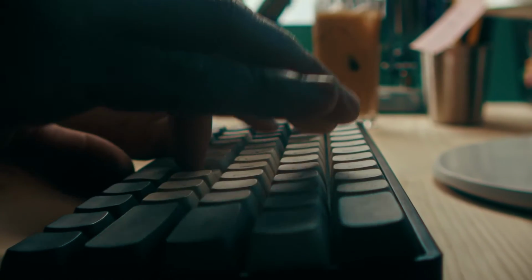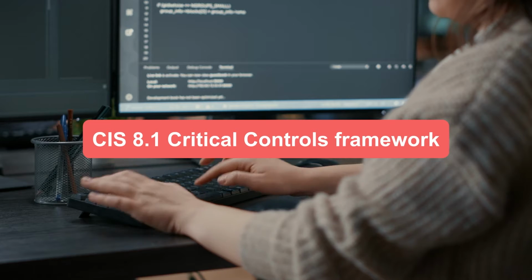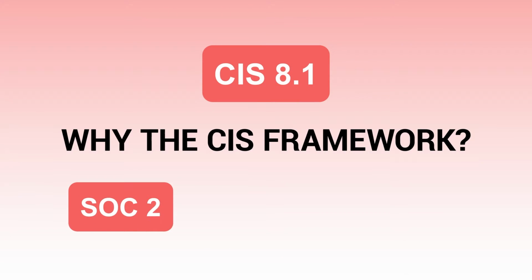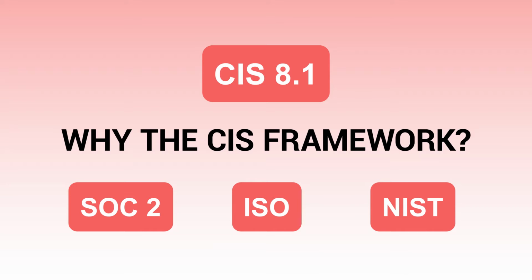So I want to start working through the CIS 8.1 critical controls framework, see how we can apply it to our tenant in a practical way and still have our users working while achieving a solid security baseline. So why this framework over some other framework like SOC 2 or ISO or NIST or some other baseline that I just made up myself?